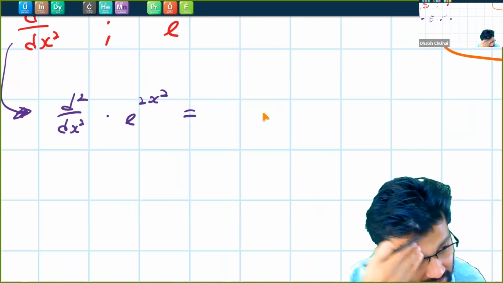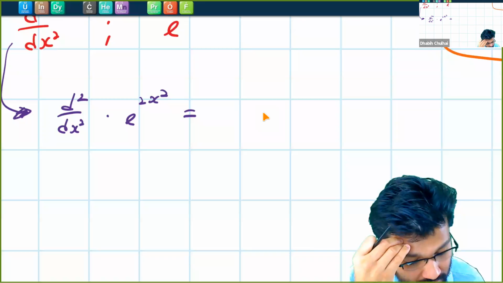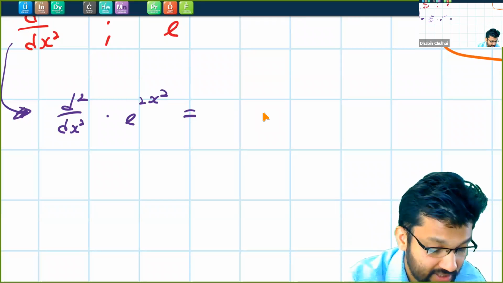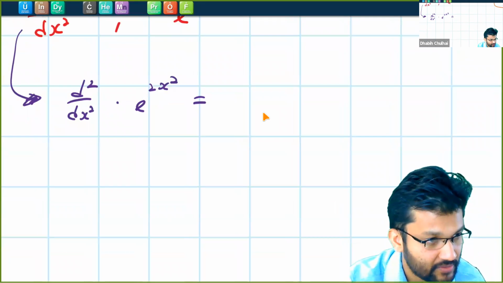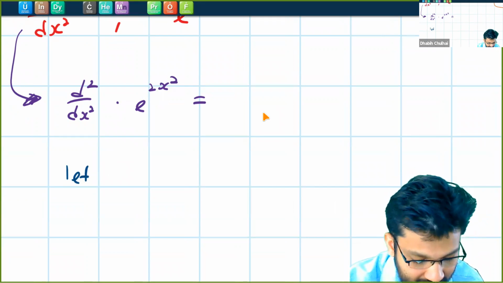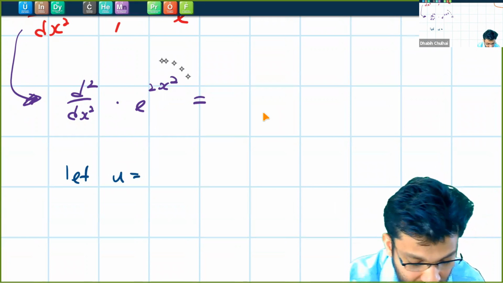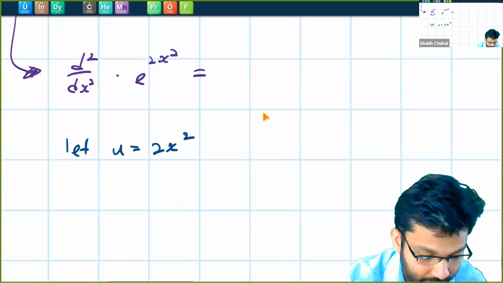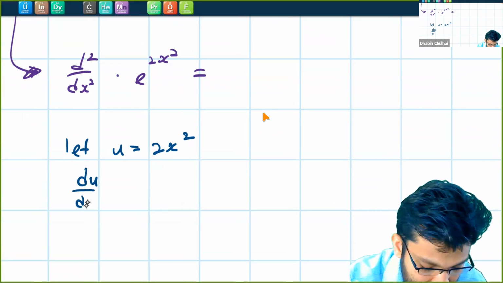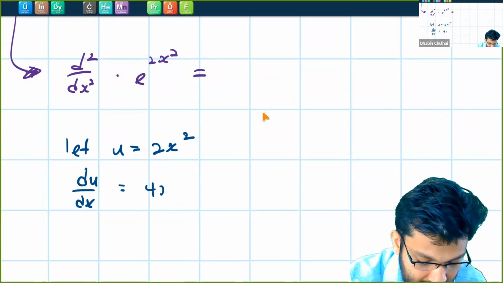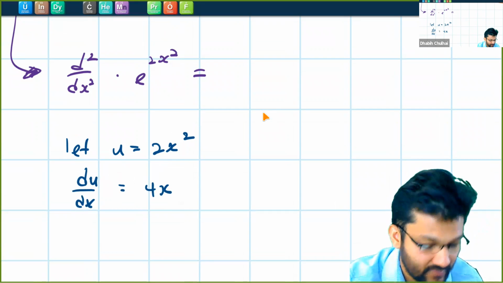Now, when you have a complex problem like this that you want to find the differential of, you might want to use the chain rule. Do people remember chain rule in differentiation? So you let some other variable, let's call it u, equal to 2x squared. So du/dx, the differential of u with respect to x, would be 4x. Does that make sense?